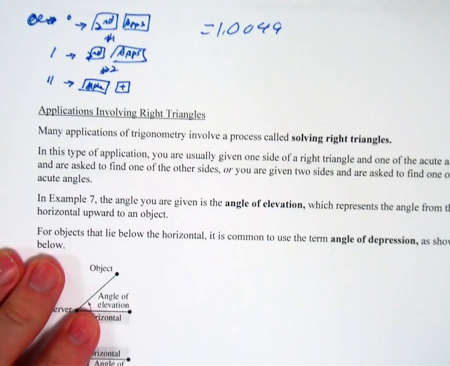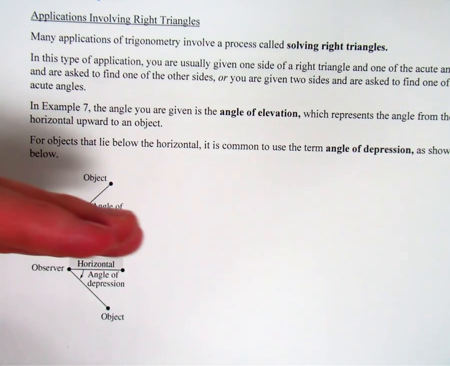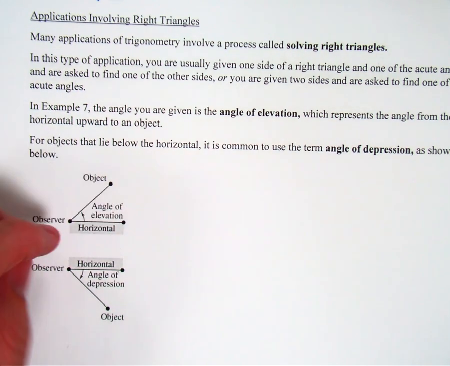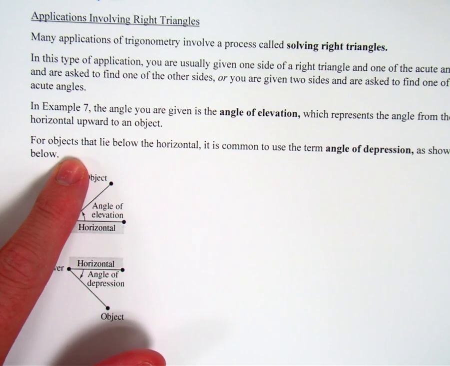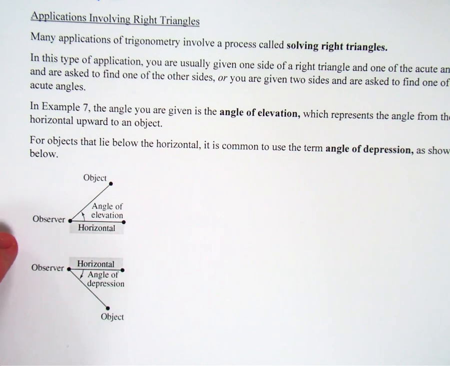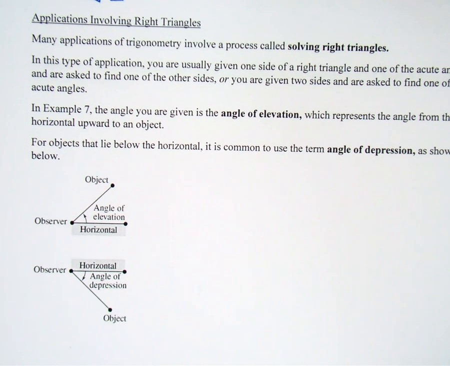Okay, applications involving right triangles. We have the angle of elevation, where you are on the ground looking up. Angle of elevation is how far you move your eyes, looking straight ahead, to how far you move your eyes up. Angle of depression is how far you move your eyes down, how far you move your head down. Okay?